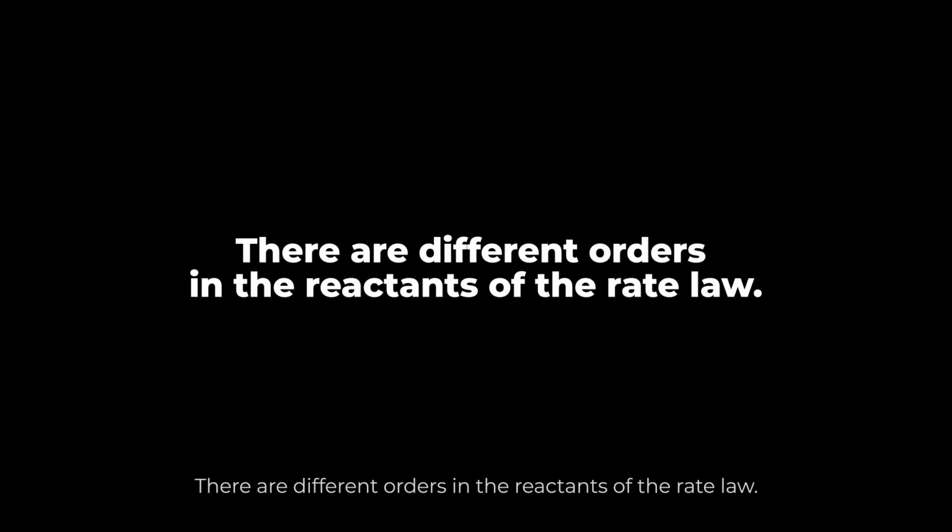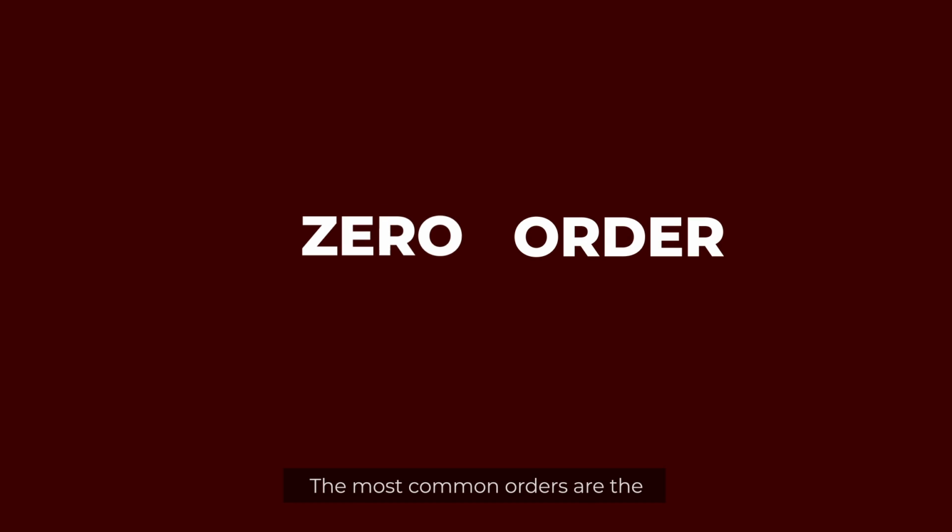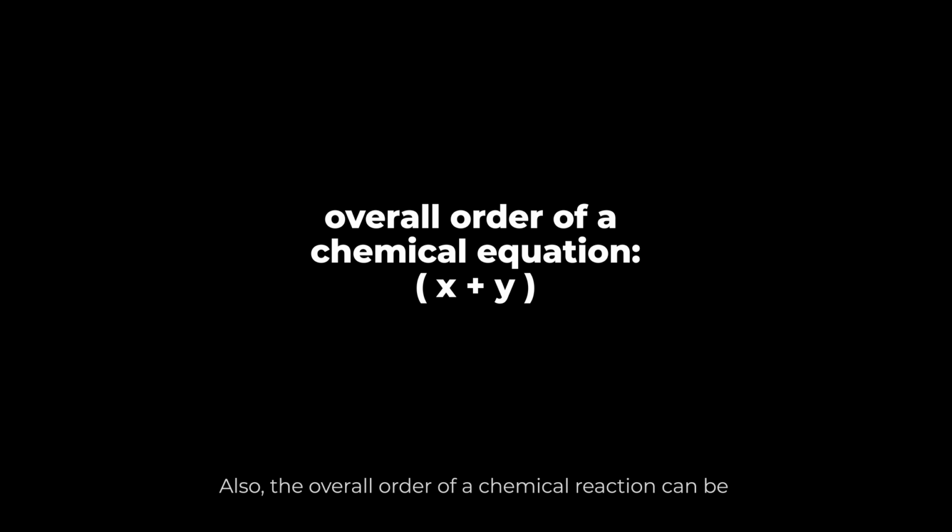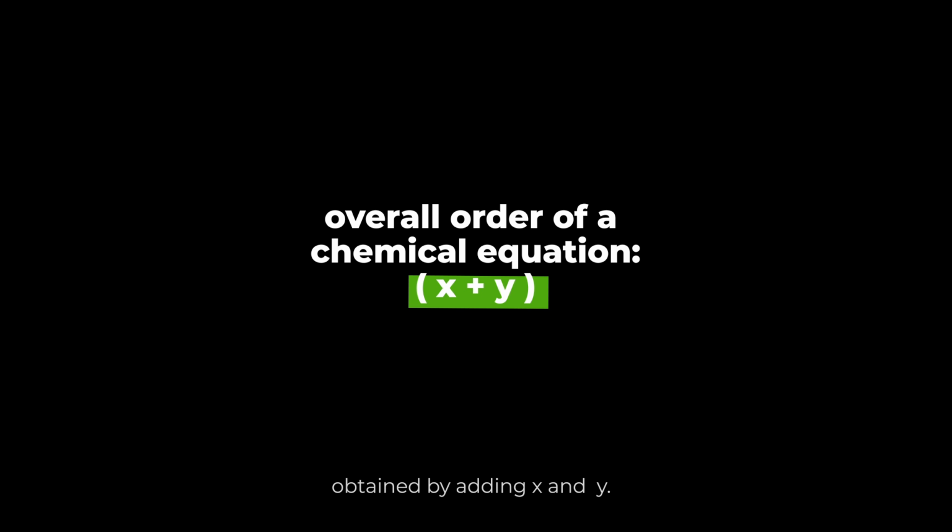There are different orders in the reactants of the rate law. The most common are the 0th, 1st, and 2nd order. Also, the overall order of a chemical reaction can be obtained by adding x and y.